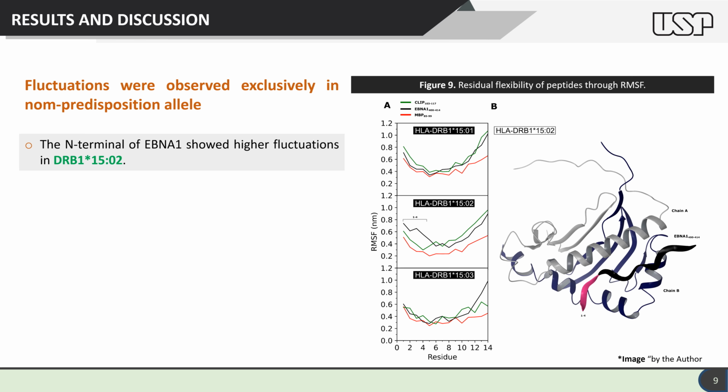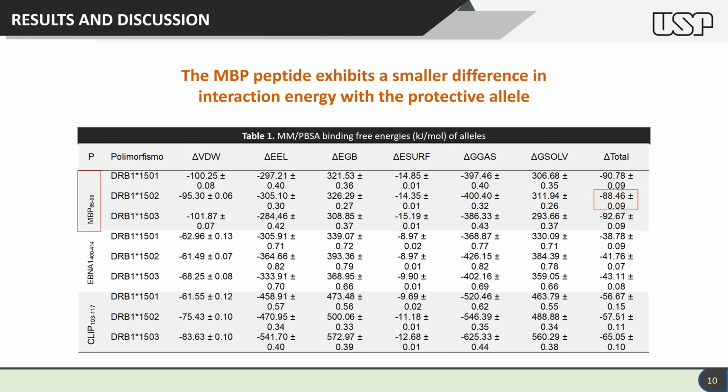The RMSD results calculated for the peptides showed that MBP remained stable in the interaction groove of all allelic isoforms, whereas the N-terminal of EBNA1 exhibited greater fluctuations in 1502. As additional information in this presentation, this table presents the MM-PBSA binding free energies for the alleles, showing that the MBP peptide exhibits a smaller difference in interaction energy with the protective allele.